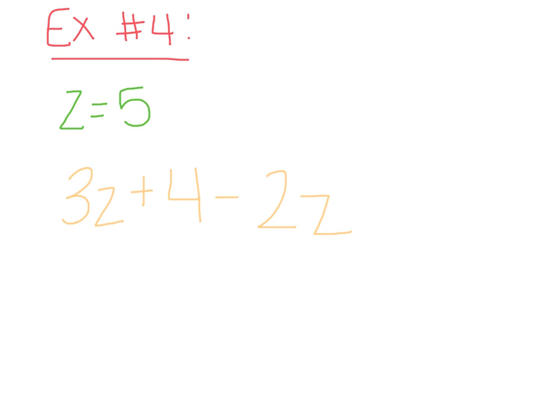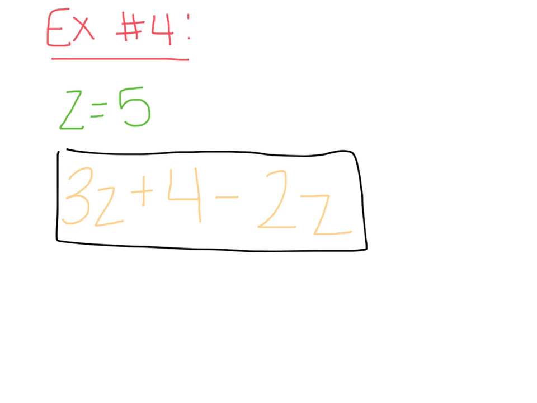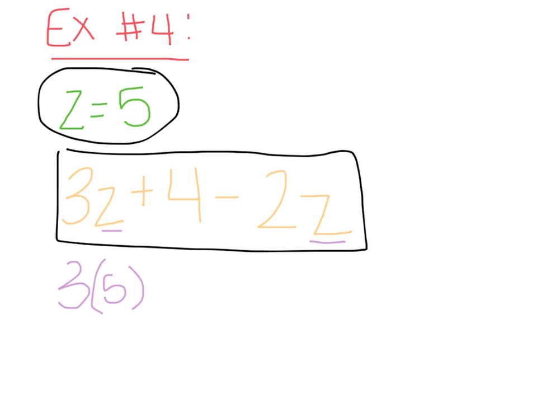Example number 4. This one's a little more tricky. Here's my expression, and z equals 5. If you noticed, I have 2 z's, so I have to put a 5 in place of both of those z's. Now remember, you have to put it in parentheses. So 3, and I don't want to put a z, I want to put a parentheses and a 5 because that's the number. And I just write plus 4 minus. Then I have 2z, which becomes 2 parentheses 5.